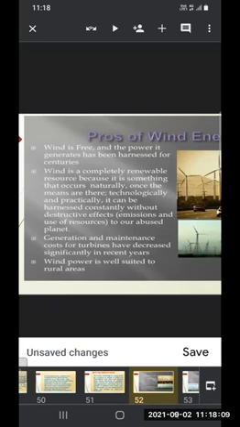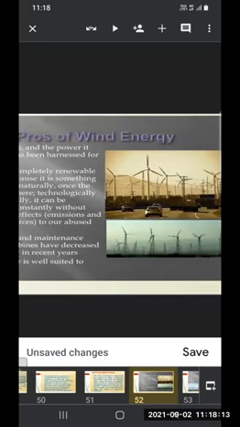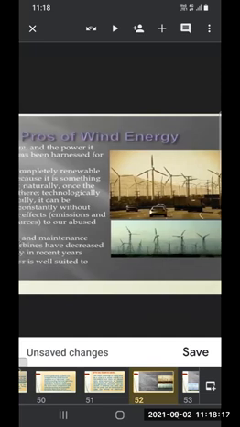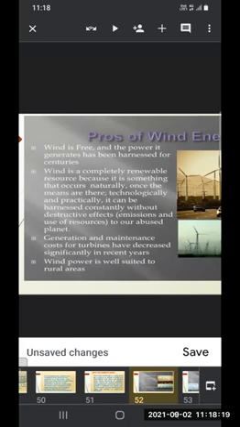Wind power is well suited to the rural areas. Rural areas have much more space as compared to the urban areas. So this is a very good option to generate electricity.